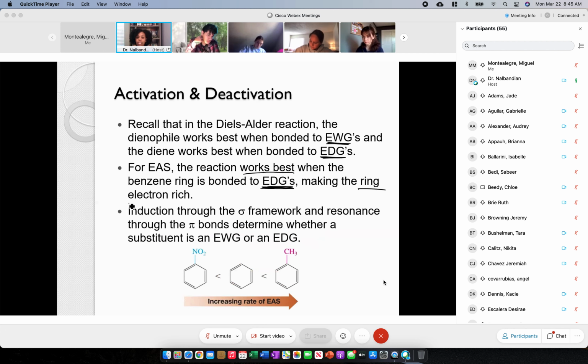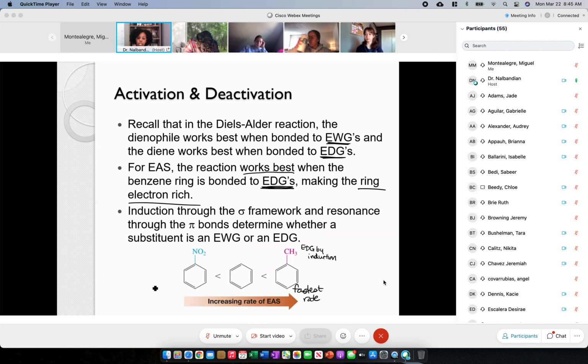there because the ring is electron rich. That's going to be the best thing. We want our benzene ring to be electron rich for this EAS reaction. So the rate is going to be fastest when we have something that's an electron donating group. So we know that this is an electron donating group by induction. And so here our ring is electron rich.